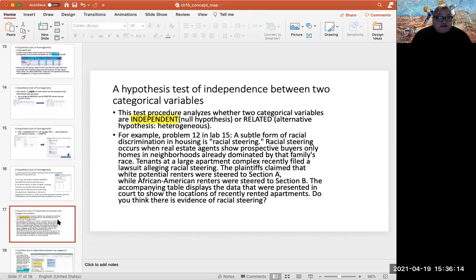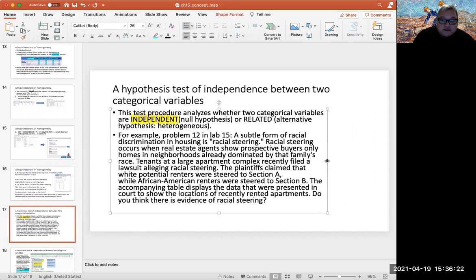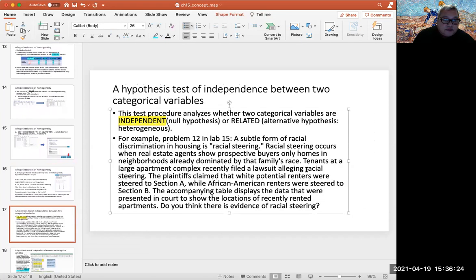The third and last kind of hypothesis test that can be done with this technology is a hypothesis test of independence between the rows and the columns of a data table. In this case, we're going to use problem 12 in your lab 15 as a demonstration problem. And we're going to look at an application under the Equal Protection Act clause of the Civil Rights Act, and in particular, an illegal practice in housing discrimination called racial steering.